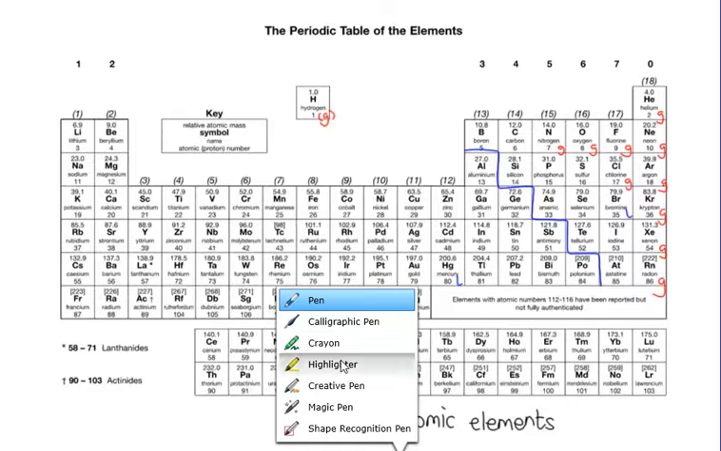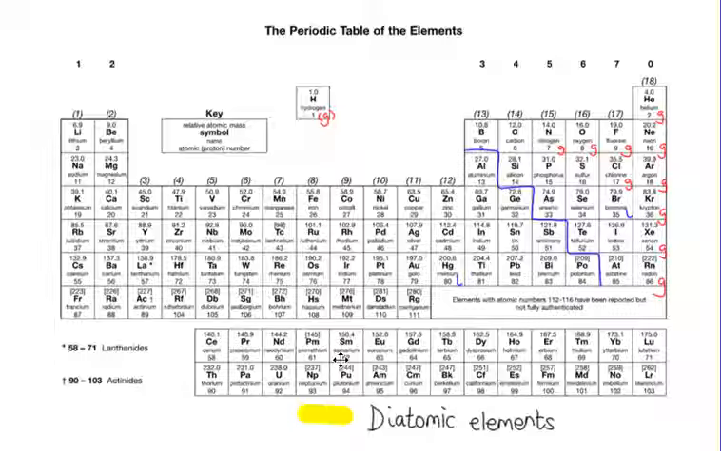And the diatomic elements are hydrogen, H2, nitrogen, N2, oxygen, O2, fluorine, F2, chlorine, Cl2, bromine, Br2, iodine, I2. And you might have heard a little rhyme. There's a little rhyme that says, have no fear of ice cold beer. So they're the elements that are diatomic elements.